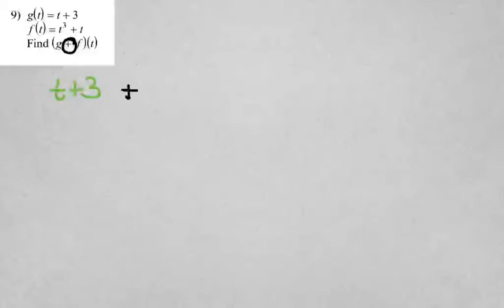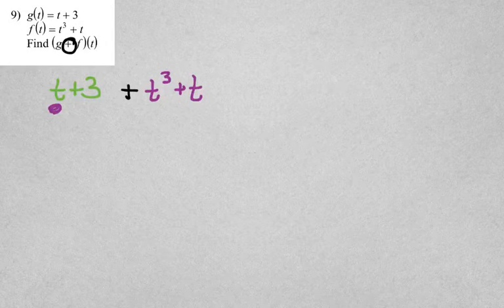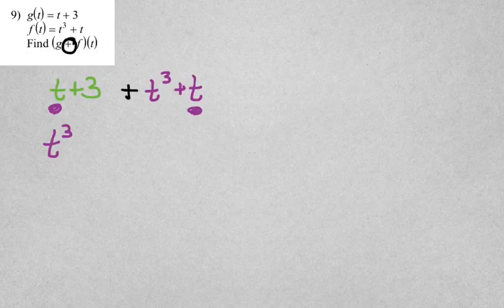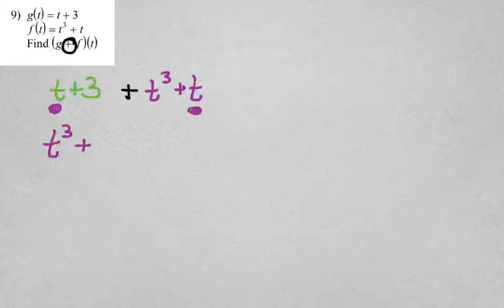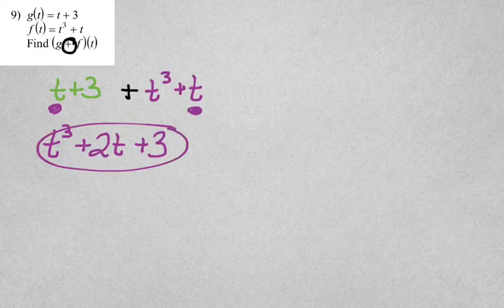This one tells me I'm adding my two functions, so I know I need to add them. So I'm going to take my first function, which was t plus 3, and I'm going to take my second function, which is t cubed plus t, and then look for any like terms. The only like term I have is just my solid t's, so everything else just gets written down. So t cubed, and I have t plus t, which is 2t plus 3. That's your answer.